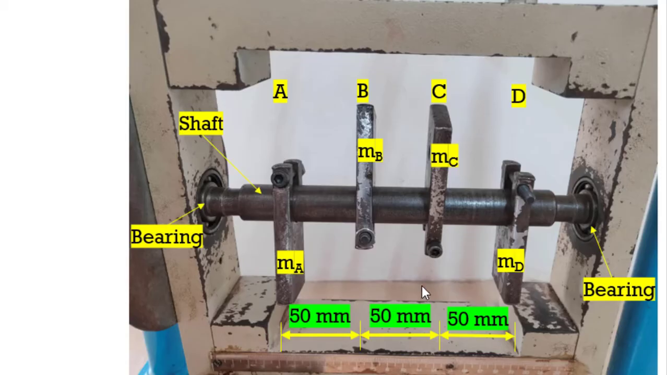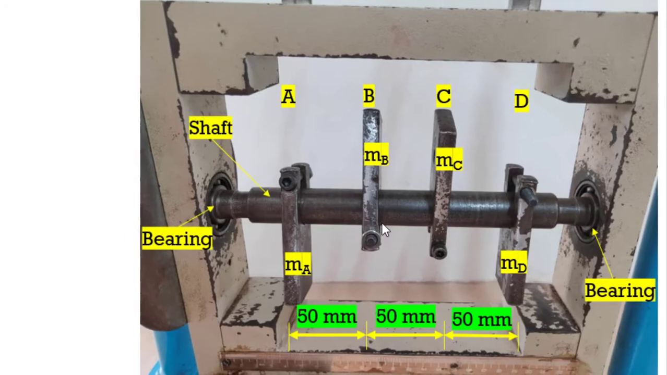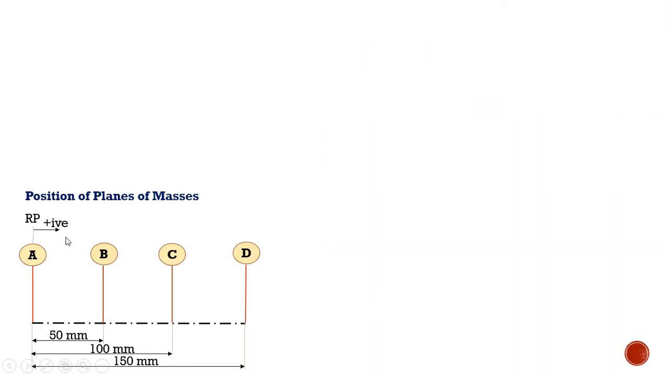Okay. So here you can see that this is the position of masses. I'm just going to represent this diagram as a representation diagram. This is the position of masses for our given case. Each plane is equidistant from one another, that is 50 mm.